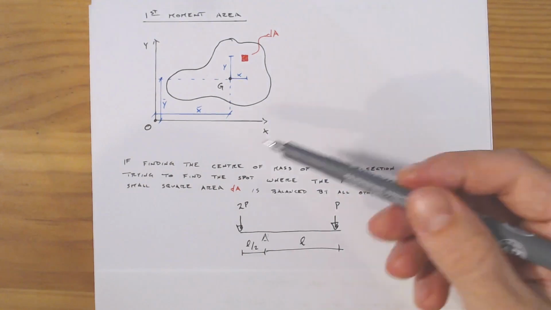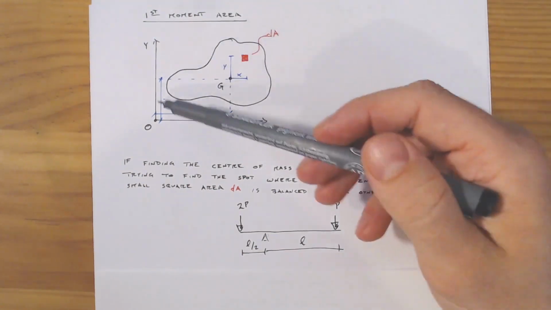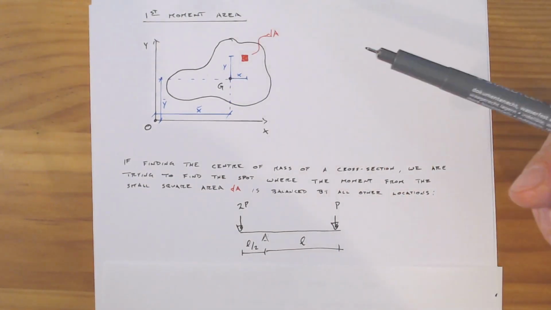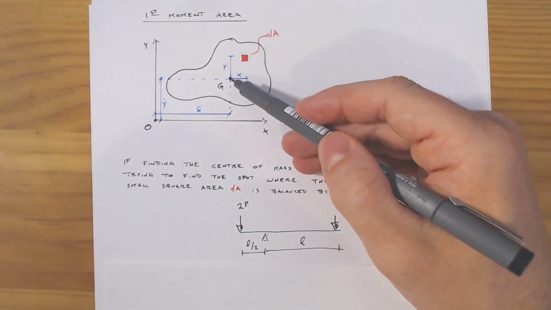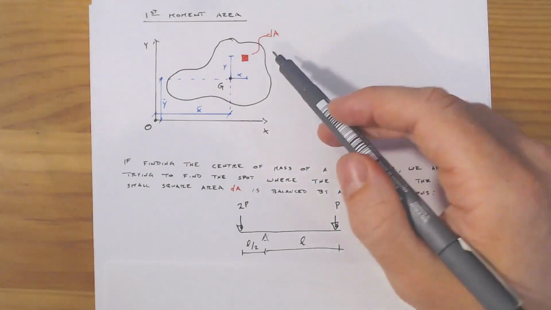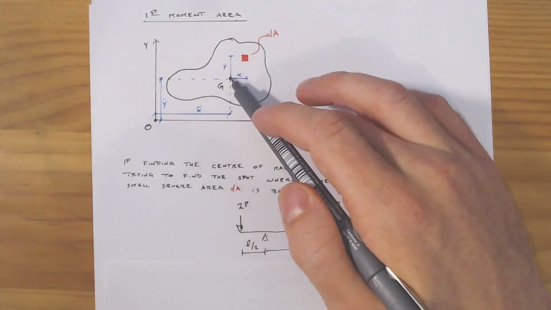And that's, again, somewhat of a review. You all should have already taken first moment of area, and this should be a bit of a review. But again, it's a good jumping off point here. So effectively, the centroid is just the area about which this little block is going to be balanced by every other little block and its distance away.